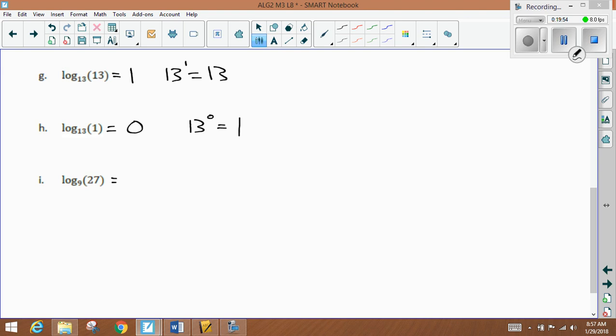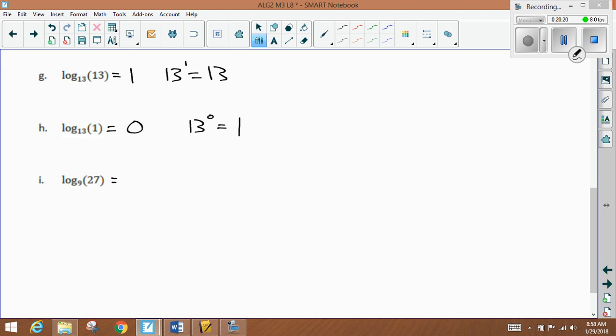Okay, 9 to what power is 27? And don't forget, you can have fraction exponents, right? 1 over 3. Let's see. 1 over 3. So you're saying that 9, the cube root of 9 is 27.